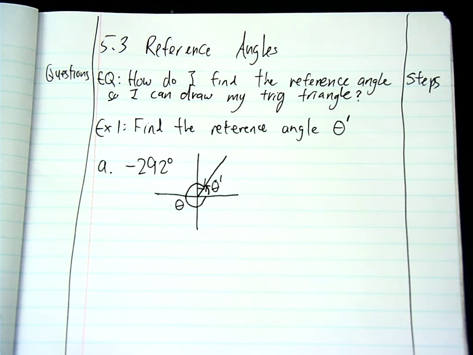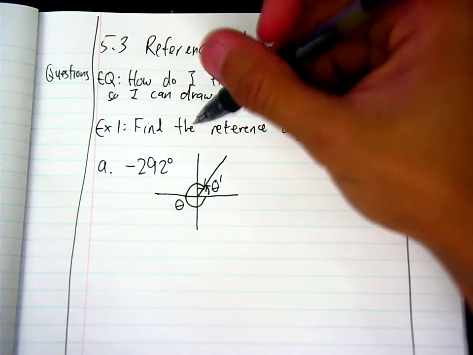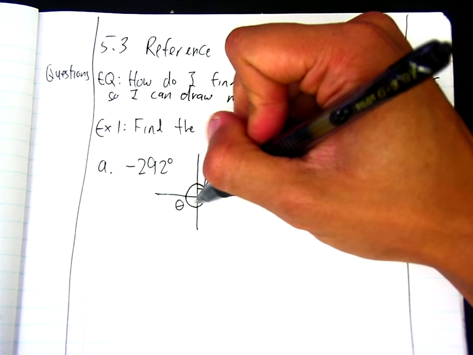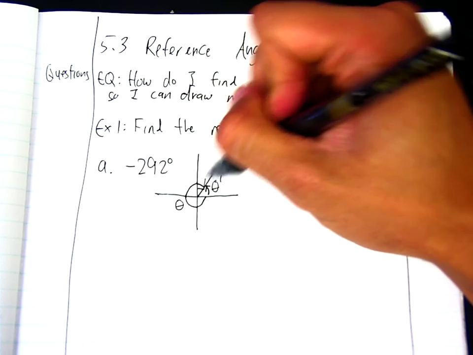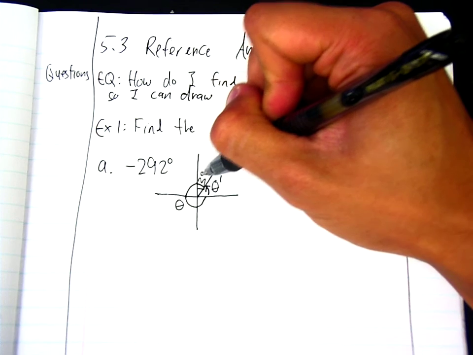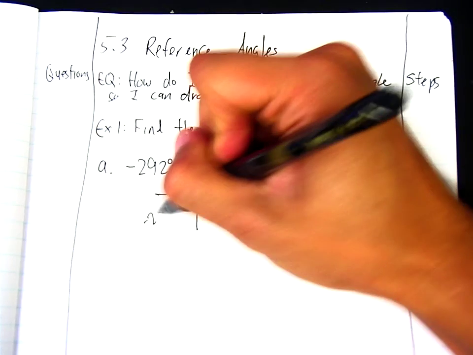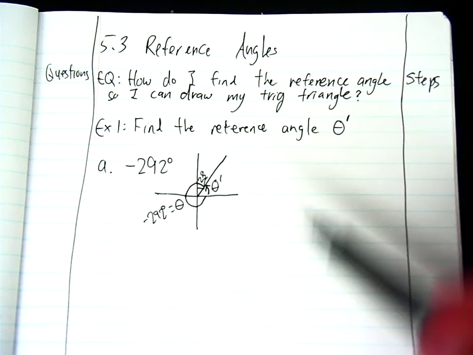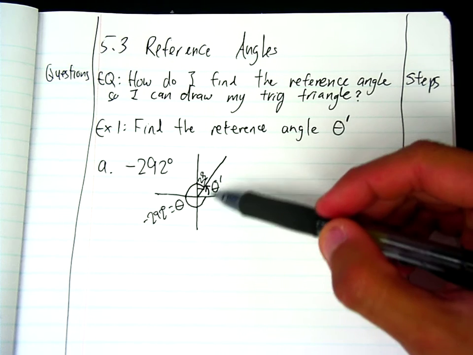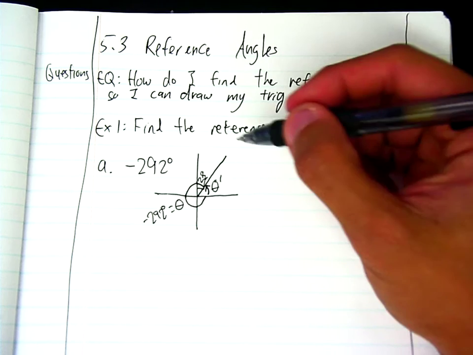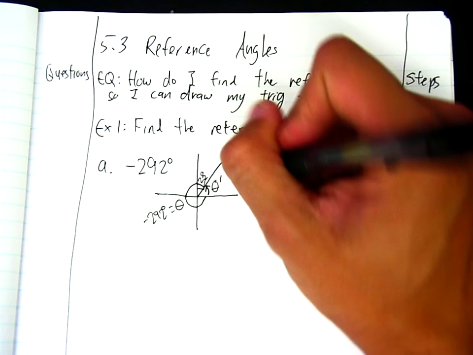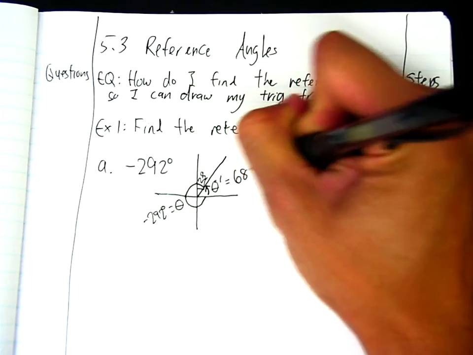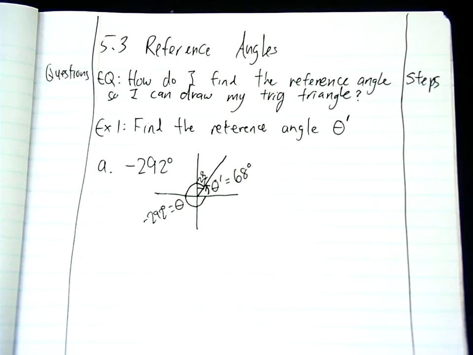Well, I want to figure out what theta prime is. Typically, I find out in the quadrant how much it is. Since I went 90, 180, 270, and then 22 degrees, this is 22. Theta is actually negative 292 degrees, but this little area is 22 degrees. If I went 22 degrees, the remaining area, which is theta prime, is going to be 68 degrees. So my theta prime is 68 degrees. That is my reference angle.